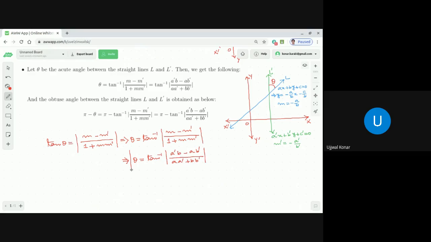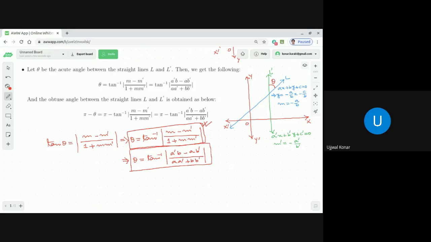That is the acute angle. So always remember, dear students, this is the acute angle between the two straight lines. You can remember both the variations of this formula. The most popular one is this one, that is theta is equal to tan inverse of mod of m minus m dash by 1 plus m into m dash.